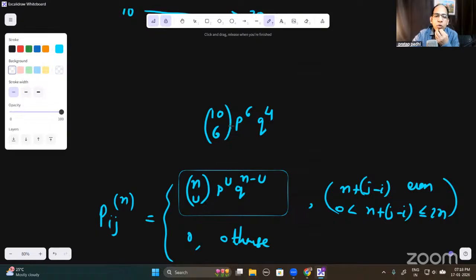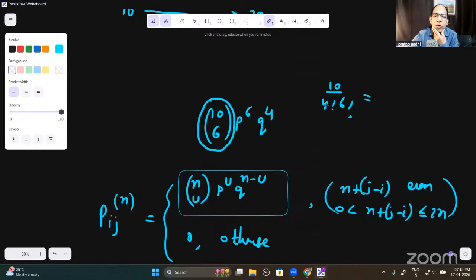Using a diagram also I can do this. 6 times up, 4 times down. How many ways will it happen? I have to show these many paths. 10 factorial by 4 factorial, 10 minus 4, 6 factorial. So many paths will be there.